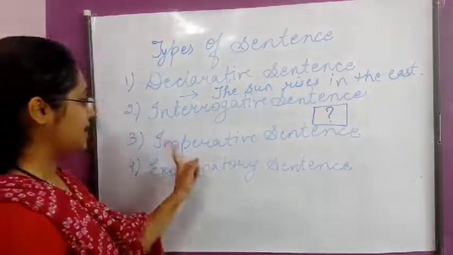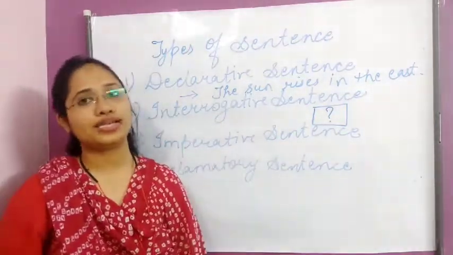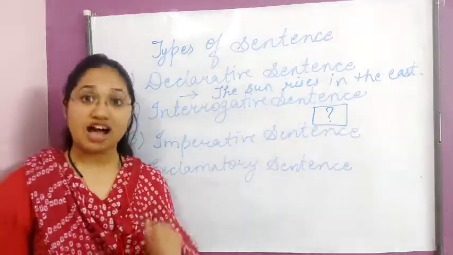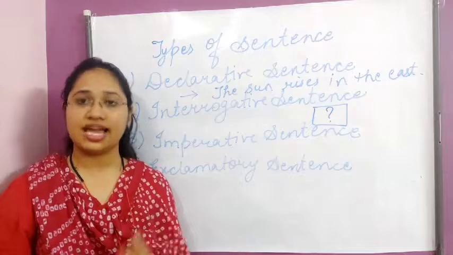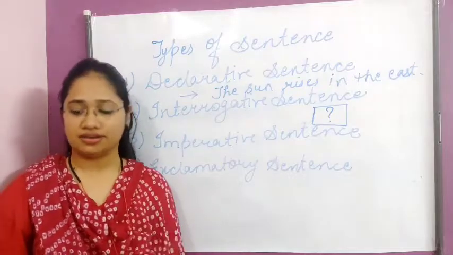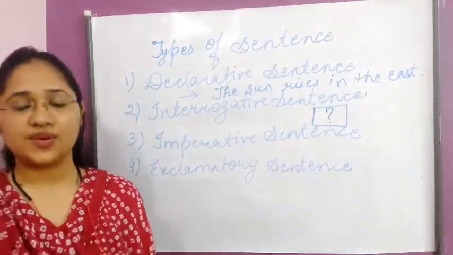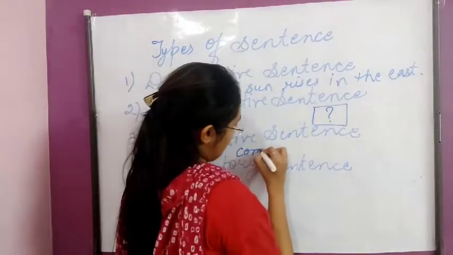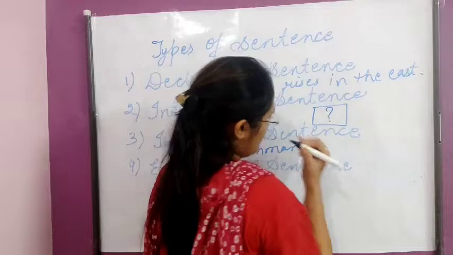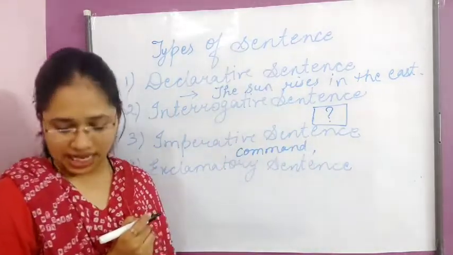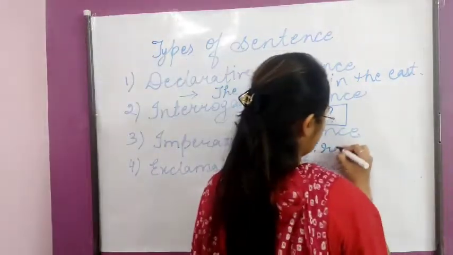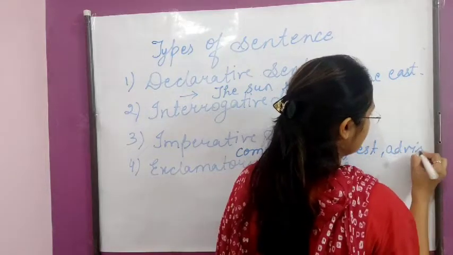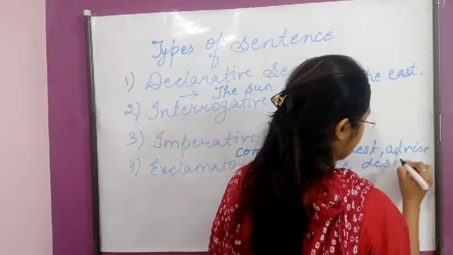Now, number three is the imperative sentence. And what is an imperative sentence? A sentence that expresses a command, a request, advice or desire is called an imperative sentence. What I am saying, the four words: command, request, advice and desire.